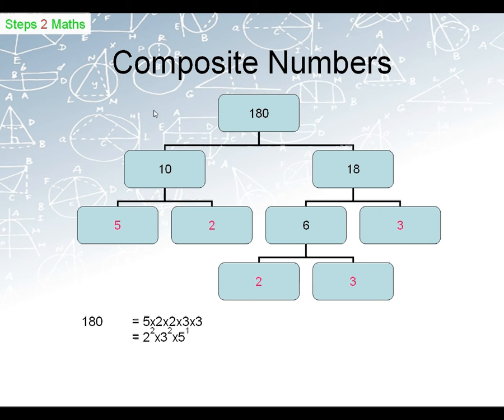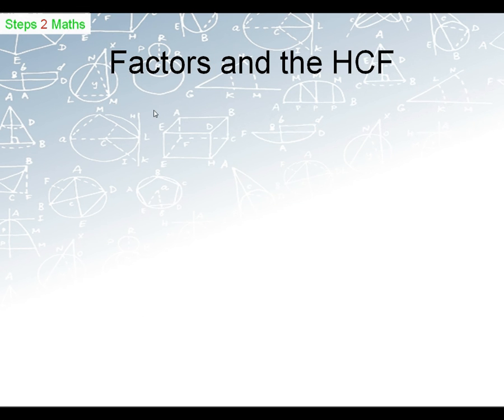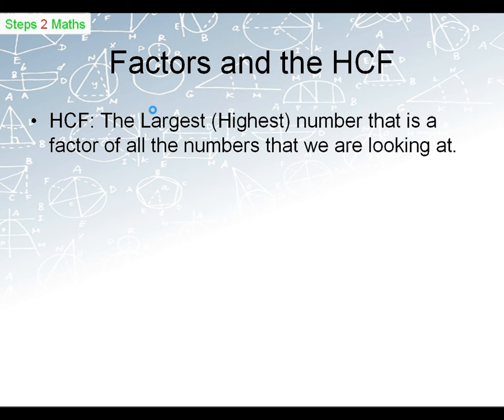In this video we'll be continuing our discussion of factors, prime numbers, composite numbers, the highest common factor and the lowest common multiple. So we finished the last video looking at composite numbers and how to break a composite number into its prime components. Now we'll be looking at factors and the highest common factor. The highest common factor is the largest or the highest number that is a factor of all of the numbers that we are looking at.